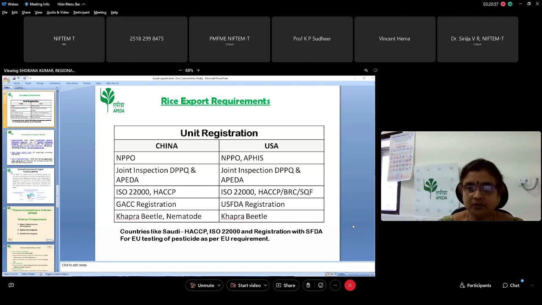And for the European Union, there is a separate list of testing for pesticides. So there are certain quality parameters which have to be complied with when we export to certain countries. The requirements are given on our website, apeda.gov.in, where you can get detailed information about exports to these specific countries.